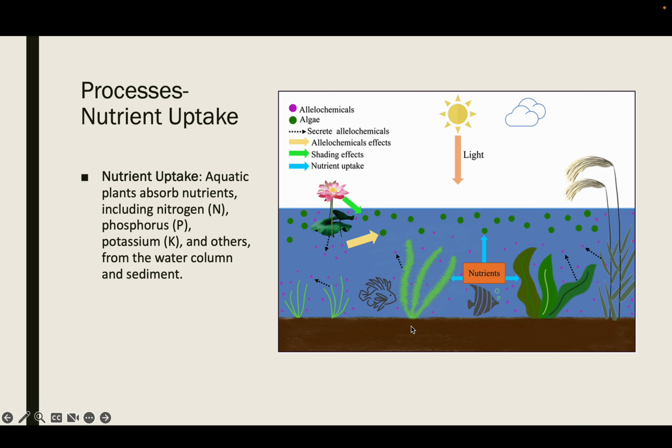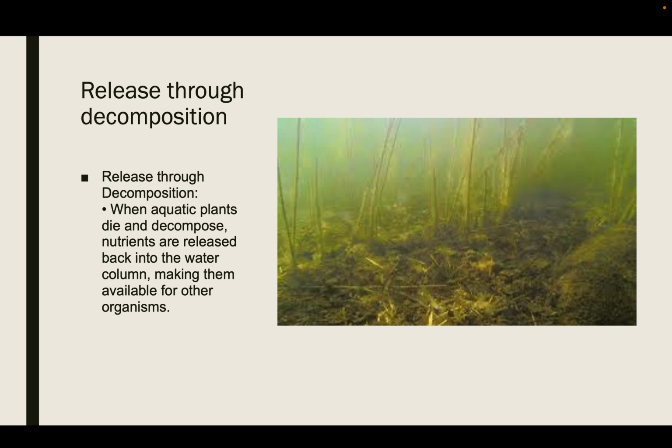So you can see here in this little graph the nutrients being absorbed: phosphorus, potassium, nitrogen. Then we have release through decomposition. When aquatic plants die and decompose, nutrients are released back into the water column, making them available for other organisms. Kind of like the nitrogen cycle, right?